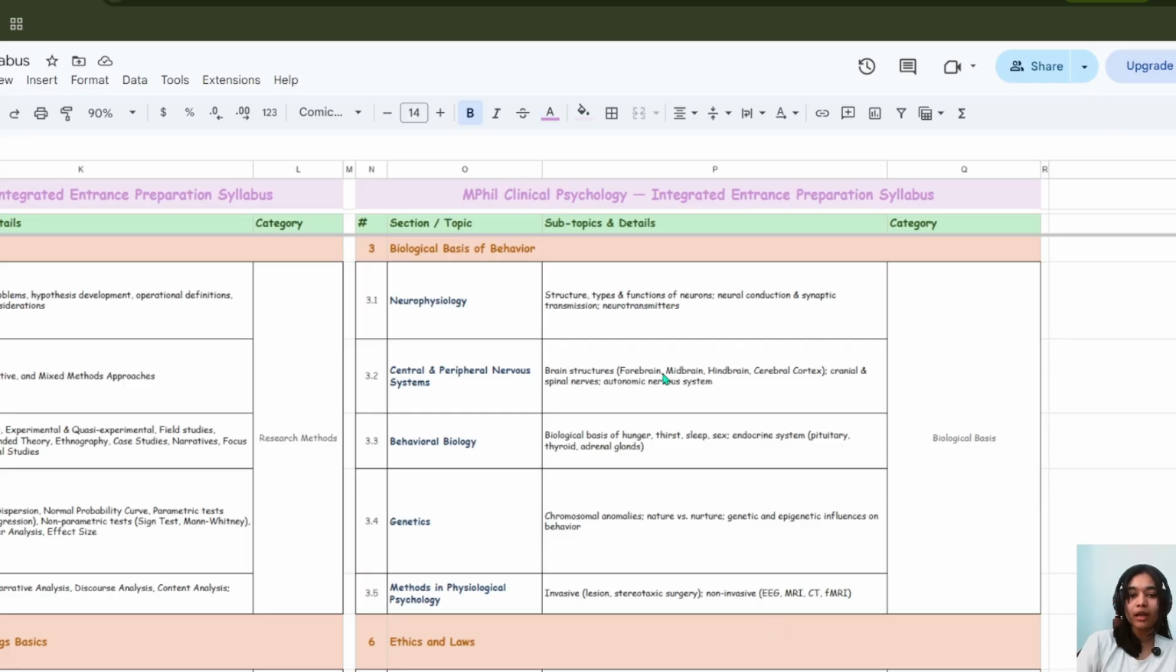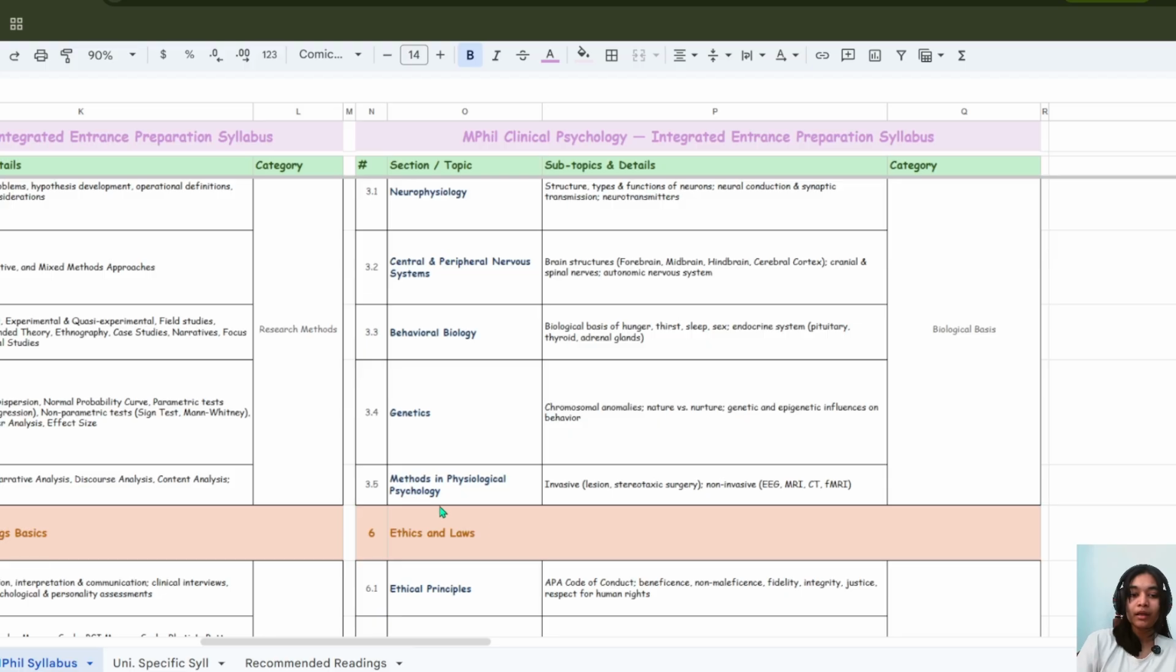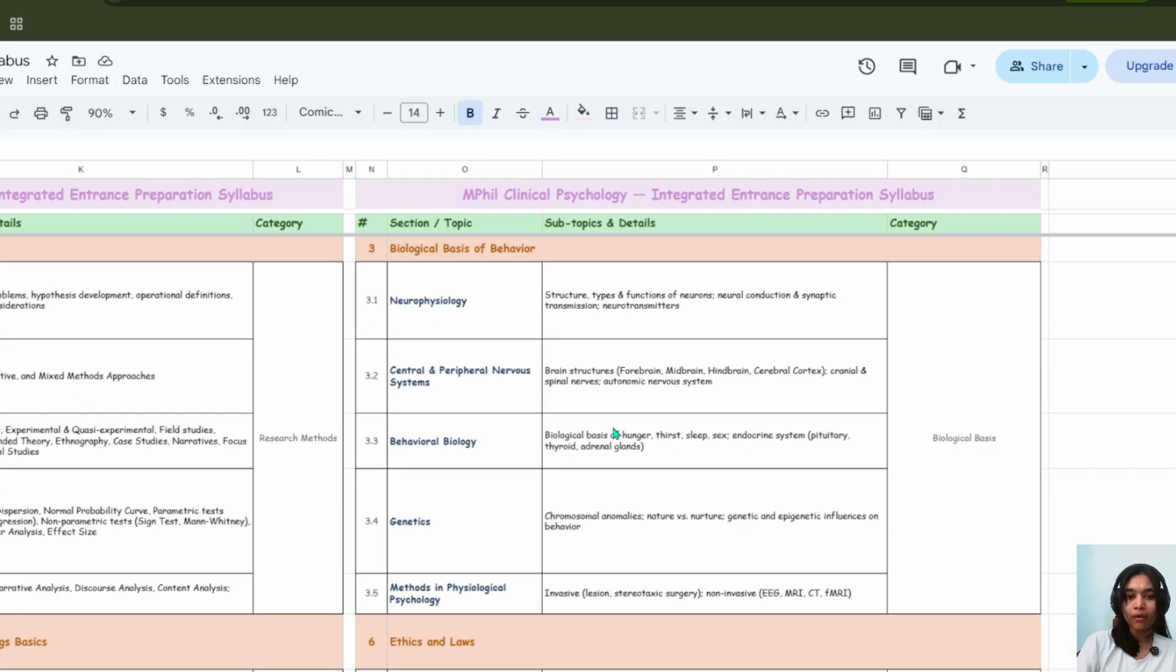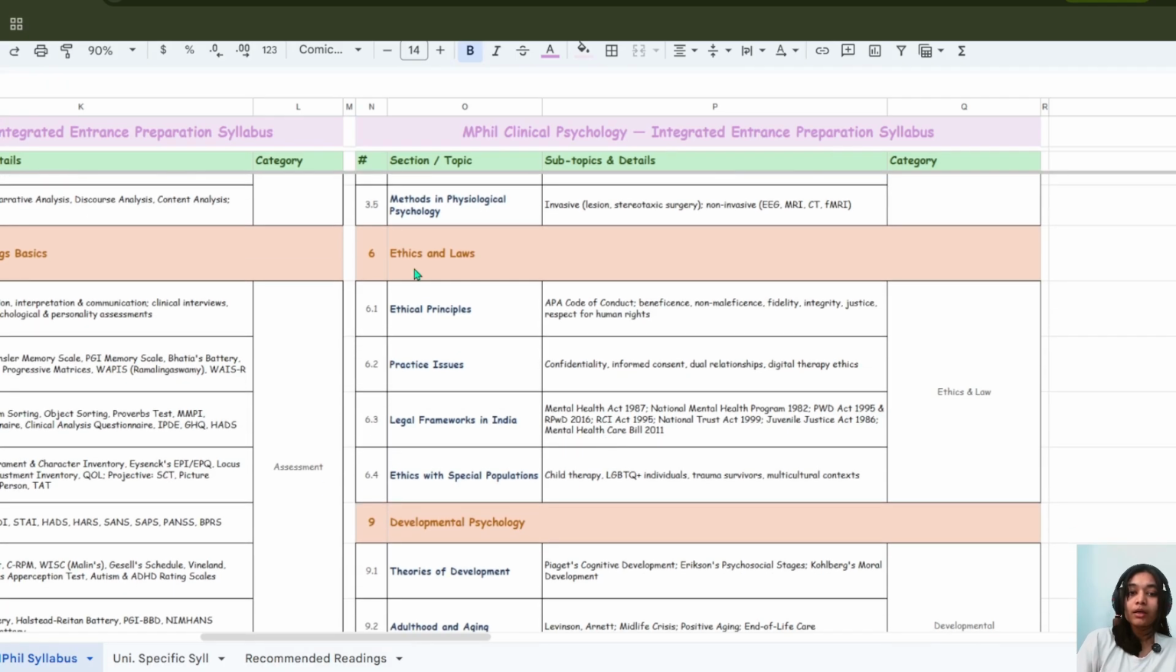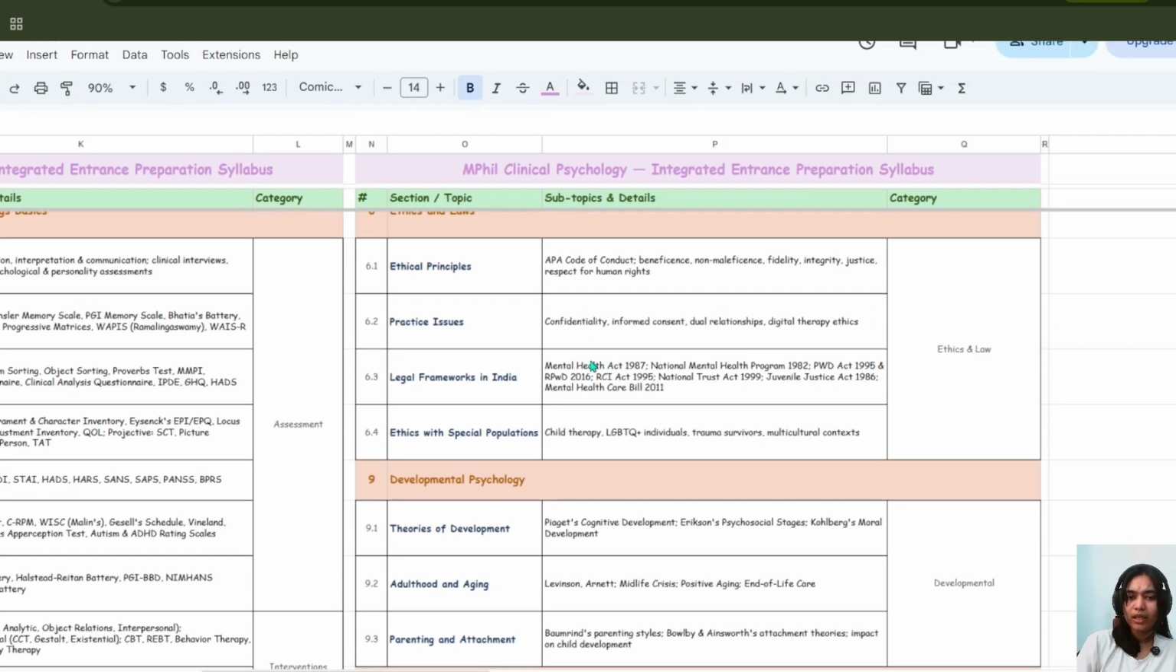So you have to understand your brain, your biological basis of hunger, thirst, sleep, sex. Your genetics, because obviously genetics plays a very important role. Then there are methods in biology as well, so go through that. Then there are ethics and laws in clinical or counseling psychology. Go through the acts related to our mental health, our community, our sector. So understand the Mental Health Act, National Mental Health Program, and PWD Act. Just go through these, because if they ask, you shouldn't be blank. You might have already gone through all of these, but just go through them again.